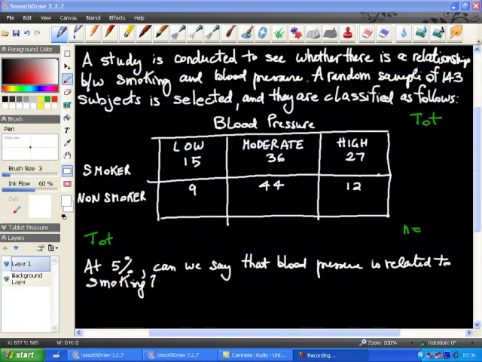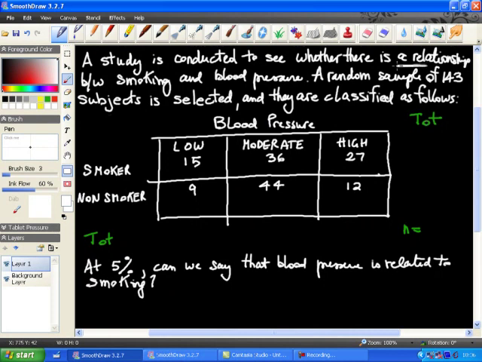A study is conducted to see whether there is a relationship between smoking and blood pressure. A random sample of 143 subjects is selected, and they are classified as follows. So we have the smoking status, smoker or non-smoker, as rows, and the blood pressure, low, moderate, or high, as columns. And so here are your data.